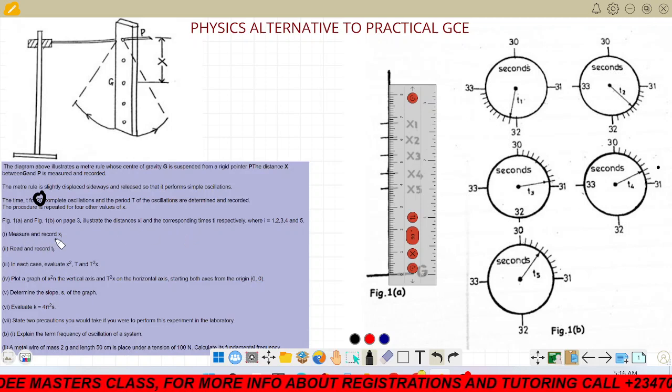So now measure and record X1, done. Read and record T1, T2, T3, T4, T5, done. I hope you are following. So we have, in each case, evaluate x squared, T, and T squared x. That means I'm still going to add 3 other parameters to what I have there. So I'm going to do x squared, I'm going to do T, and I'm going to do T squared x. So let's do that now.